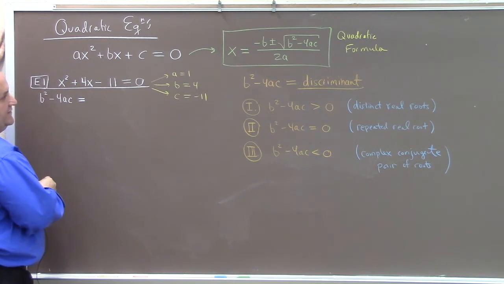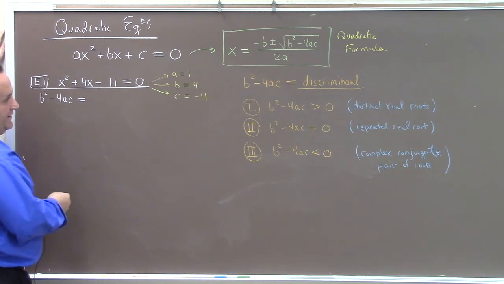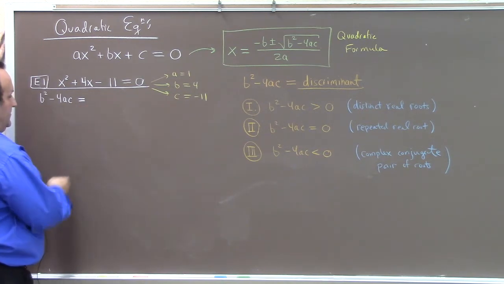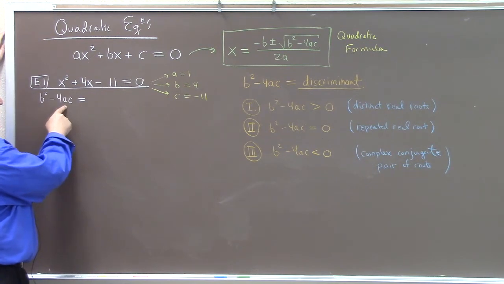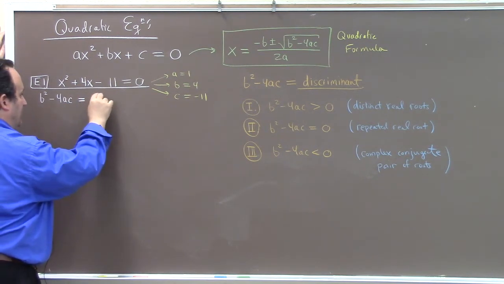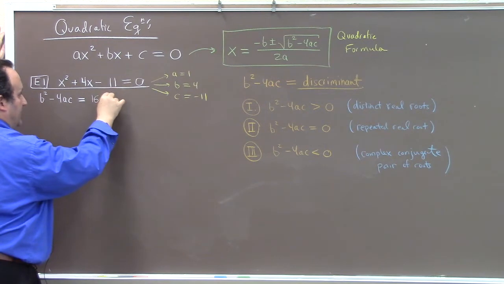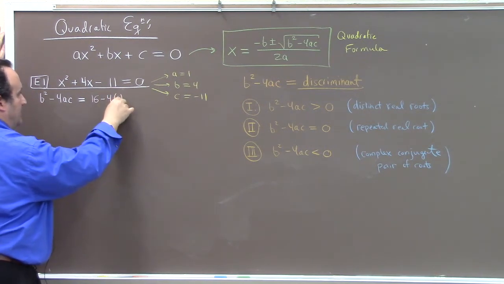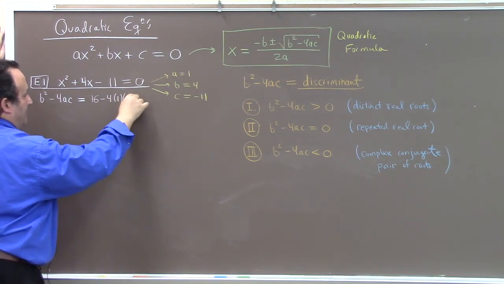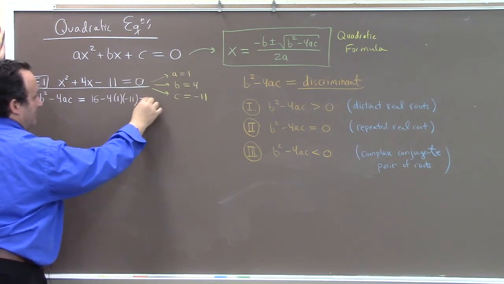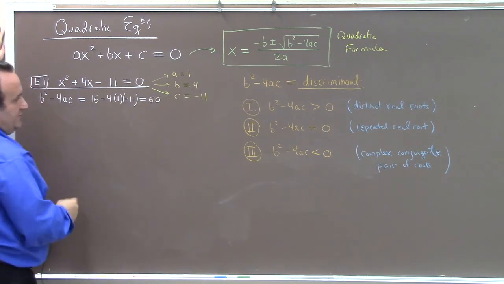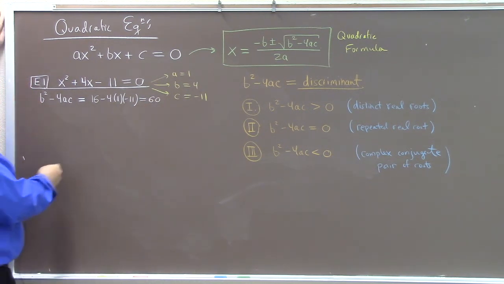I think that one of the things students go wrong in is trying to do the whole quadratic formula all at once. It's a lot of steps in one calculator move. Anyway, b squared minus 4ac is, in this case, 16 minus 4 times 1 times minus 11. So that's 16 plus 44, which is 60. Aha, so this means that we're in case 1. All right, so what are the solutions?